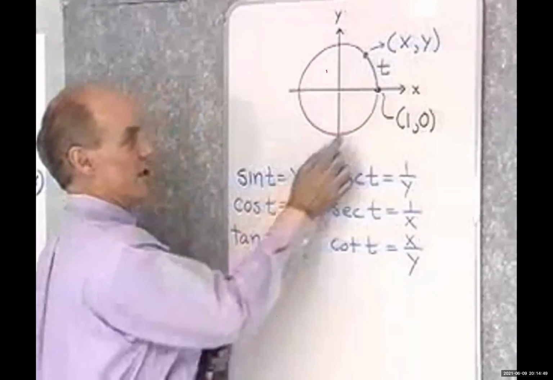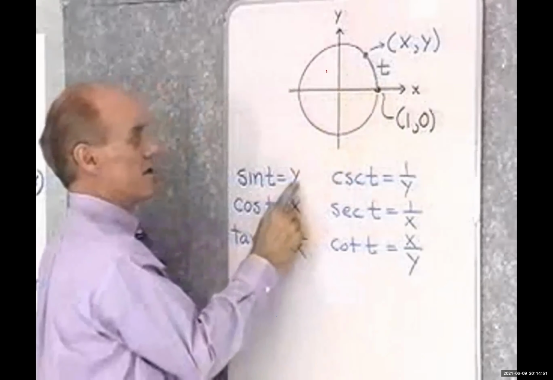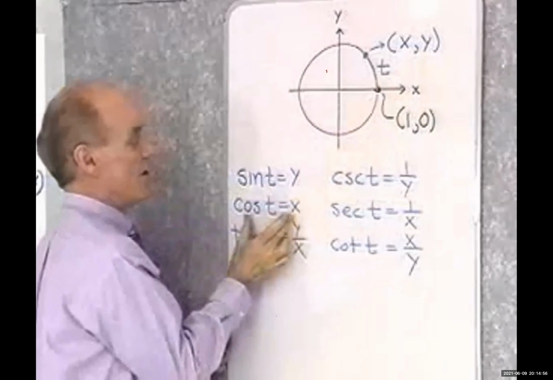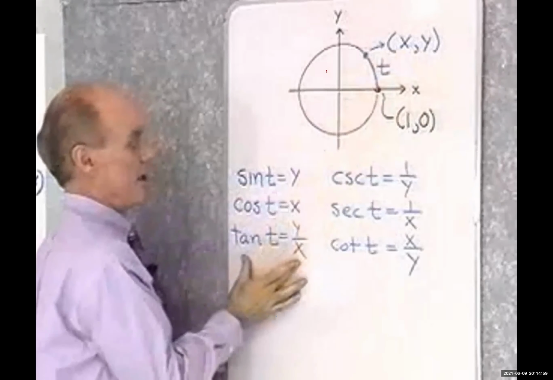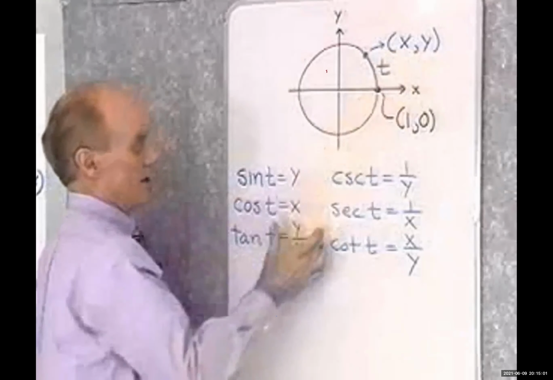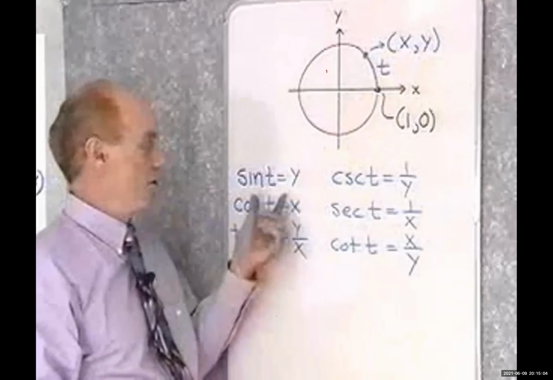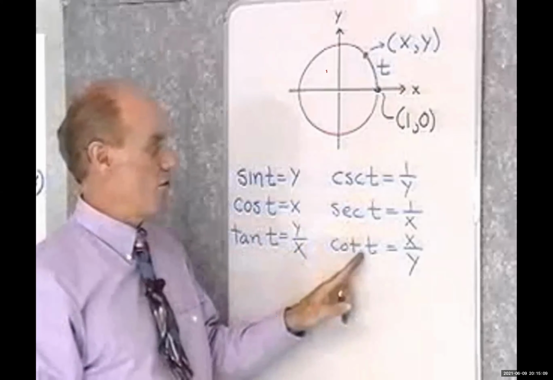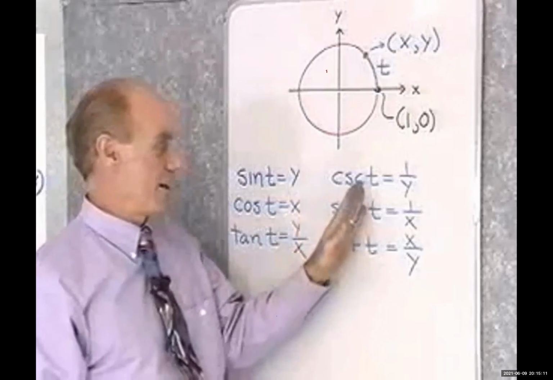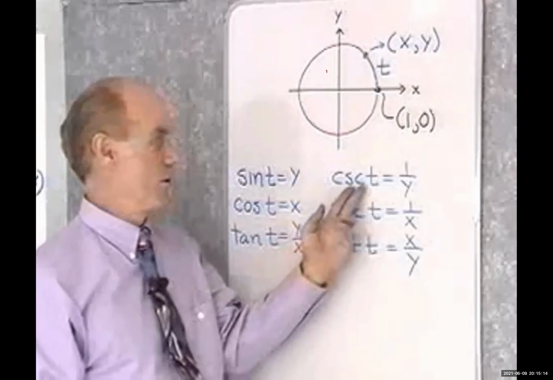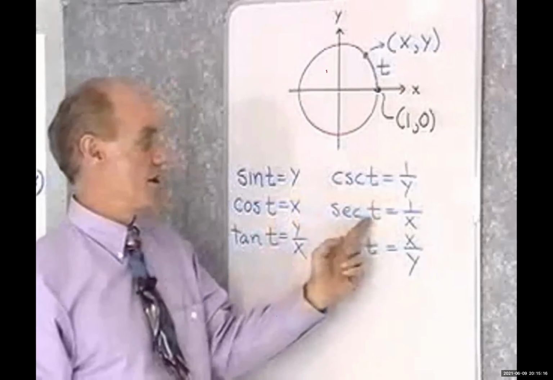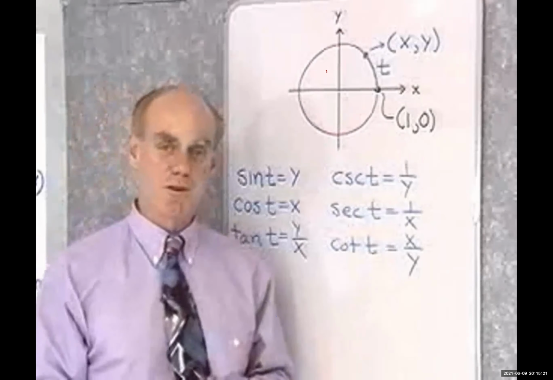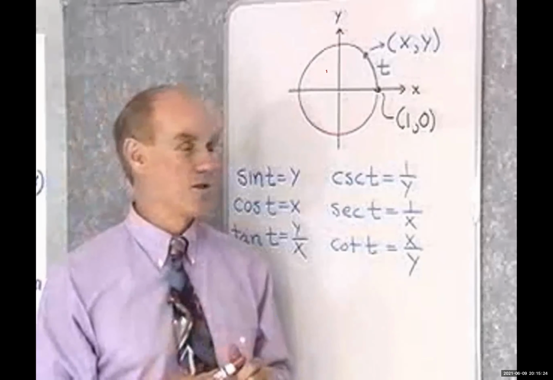The sine of t, that is the sine of this arc length t, is equal to y. So that y coordinate is the sine of this arc length t. The cosine of t is equal to x, and the tangent of t is y divided by x. So you can see tangent of t is still sine t over cosine t. And the definitions for cosecant, secant, and cotangent are such that I can get the reciprocal identities that I've had before. So cosecant is 1 over y, secant is 1 over x, cotangent is x over y. So these are new definitions for the trigonometric functions. It's our third definition, and it involves the unit circle.